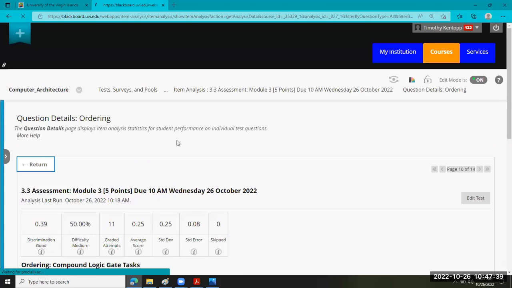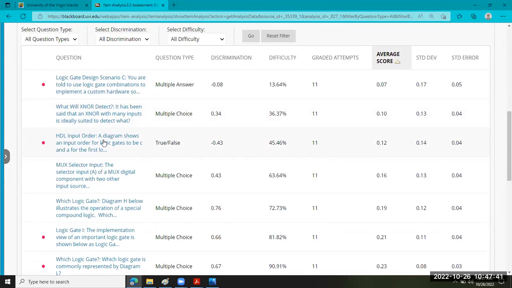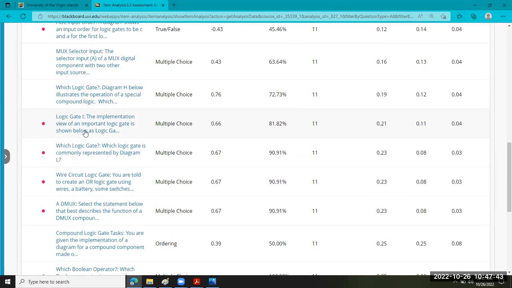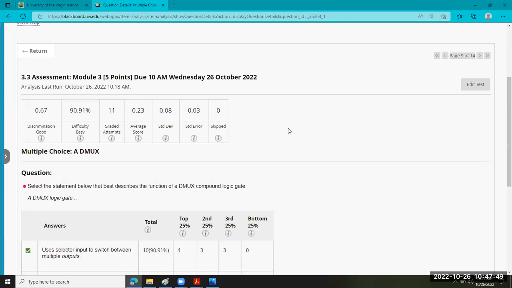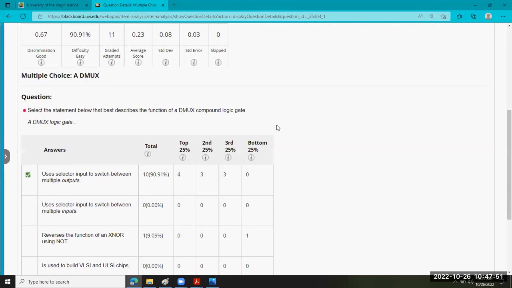So we're going to go back to the demux. This one. So the demultiplexer, right? Select the statement below that best describes the function of a demux compound logic gate.